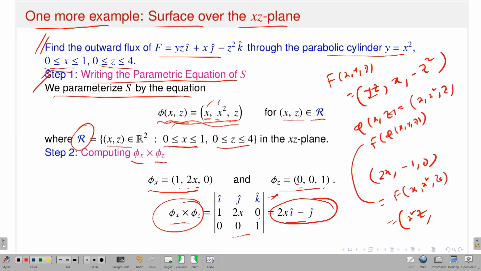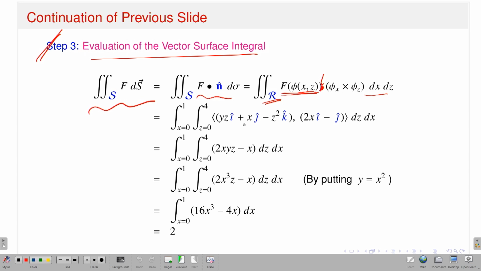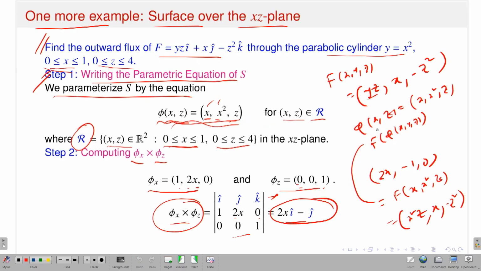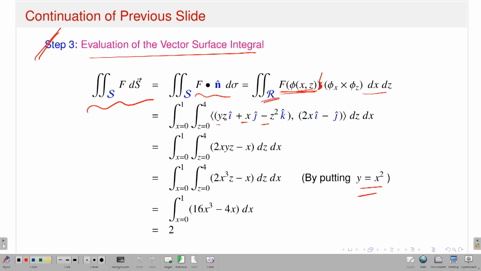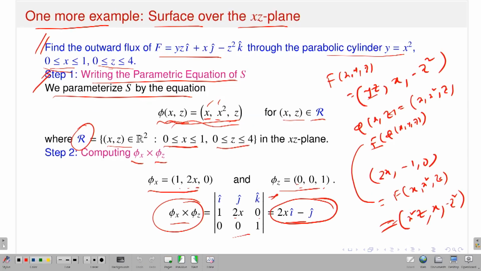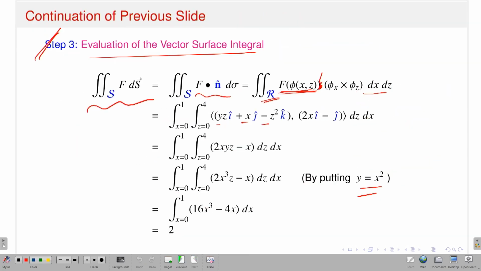What about the second one? x as it is, so this should be x, and the minus z square stays as minus z square. So this is the corresponding F composed with phi, which is nothing but this one. What I have done actually is keep it in terms of y. So F of phi of x, z, by the way capital F is defined, is yz, x and minus z square. I have written it like that. Then the normal vector 2x, minus 1, and the k component is 0.